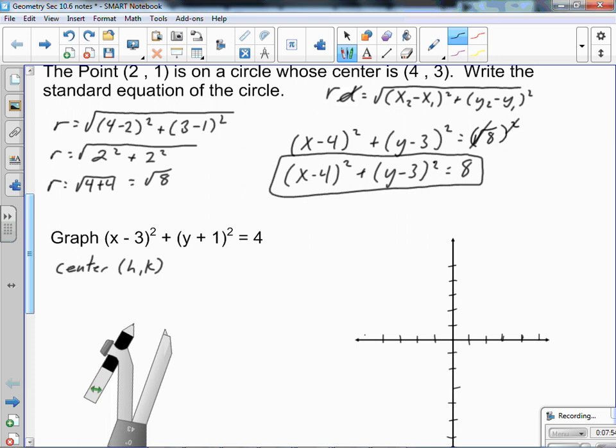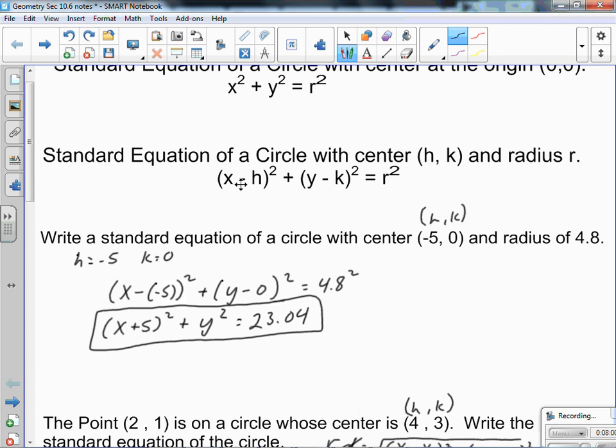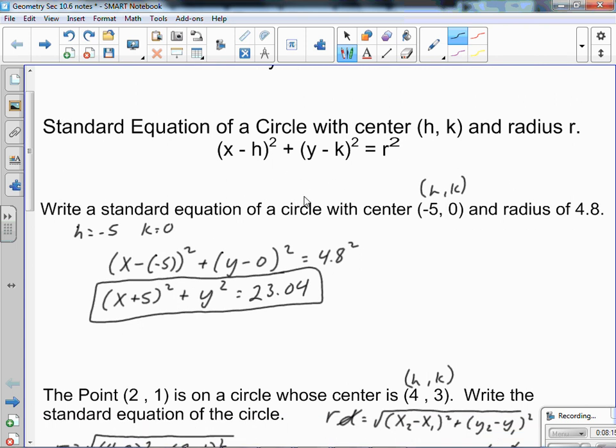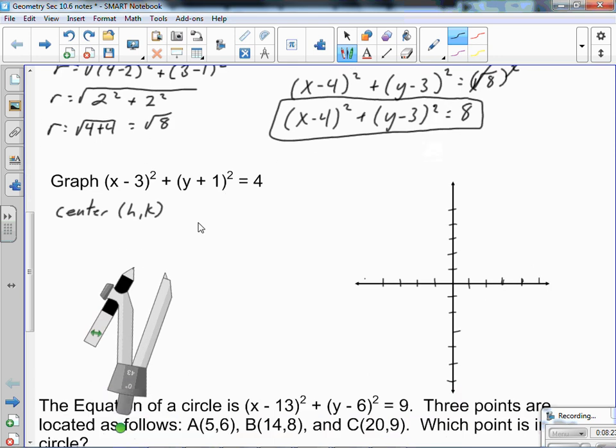Now, one thing we have to be careful about: since the equation of a circle is (x minus h) squared plus (y minus k) squared, with a negative sign in front of the h or the k, when we pull our h and k out of an equation, whatever the sign is in the equation, we're going to use the opposite sign for our h or k. So we got x minus 3, so our h term is going to be positive 3.